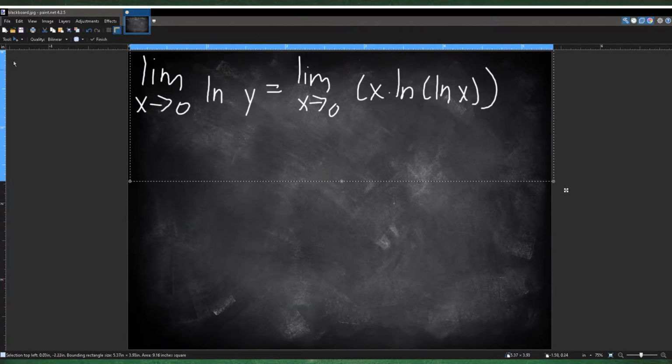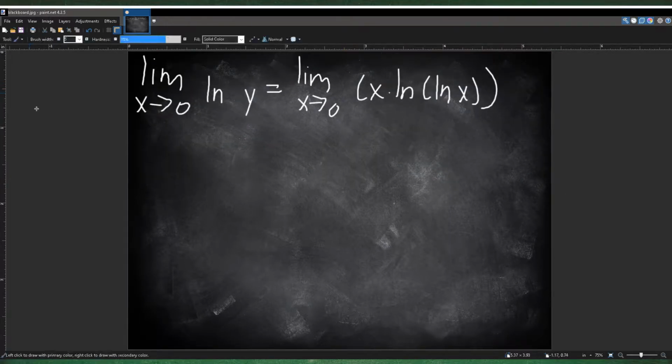Okay. So now we need to know if this is indeterminate. So if x is 0, this is 0, right? Ln of 0 is infinity. So ln of 0 is infinity. So the ln of infinity is infinity, right?